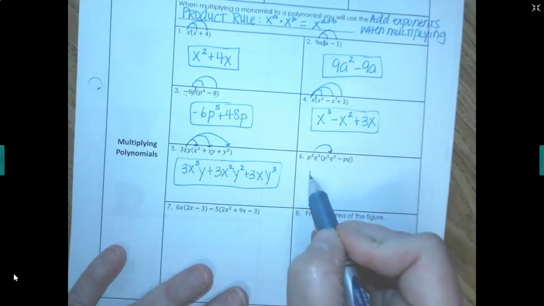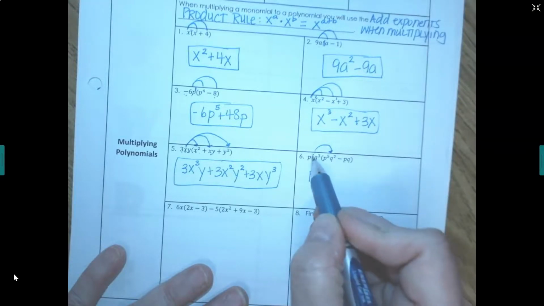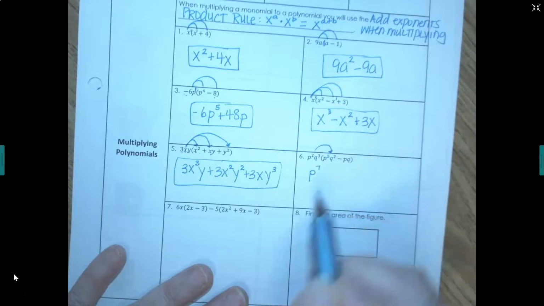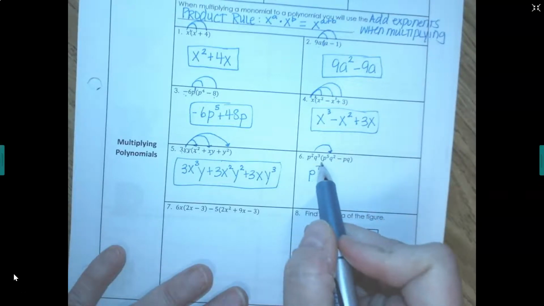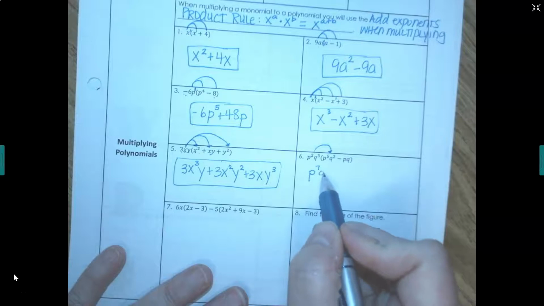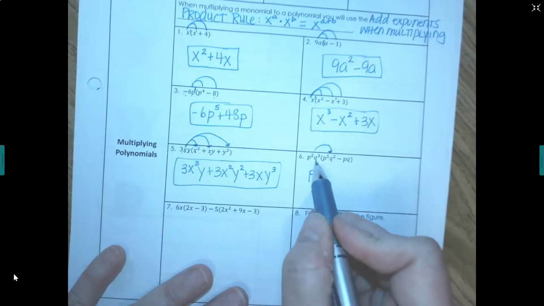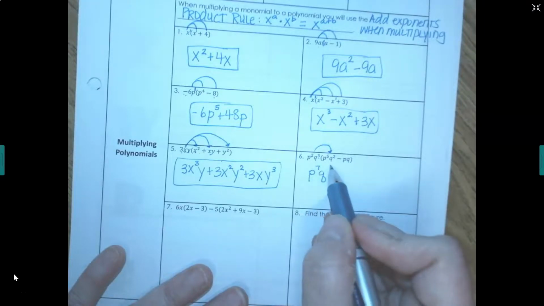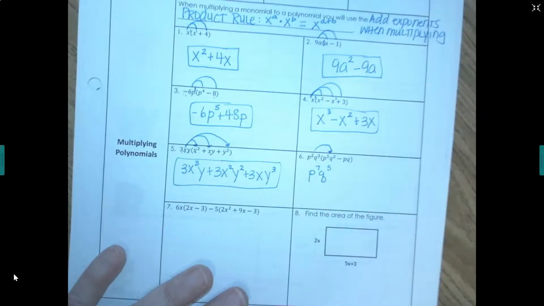So the p stays the same. There's 2 and 5, so there's 7 p's. The q is being multiplied to the q squared, so it stays q. I have 3 q's and 2 q's for a total of 5 q's.